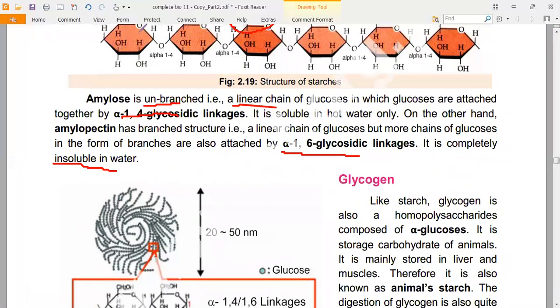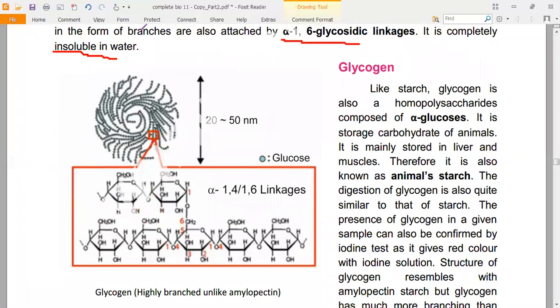Okay, so if we see the next polysaccharide, a homopolysaccharide, this is glycogen, which is also called animal starch, and it is present in the liver and in the muscles as well. It is a homopolysaccharide, and alpha glucoses are present, and they form chains like this.